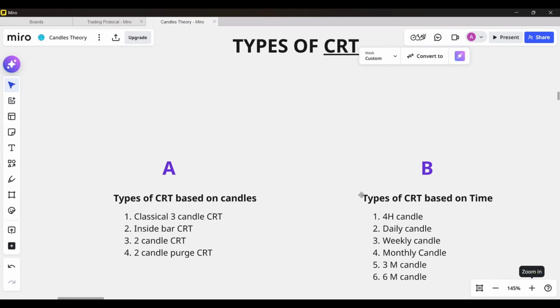The second type of CRT is daily CRT, and the third type is weekly CRT. The fourth type is monthly candle, and the fifth one is 3-month candle. Like January, February month is an accumulation.